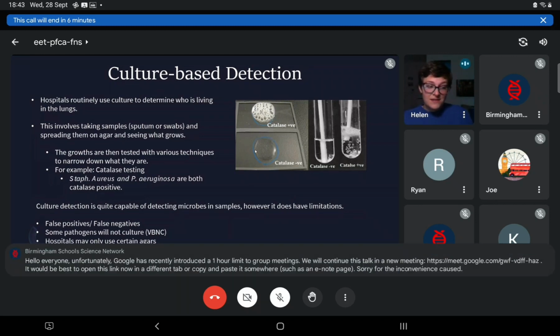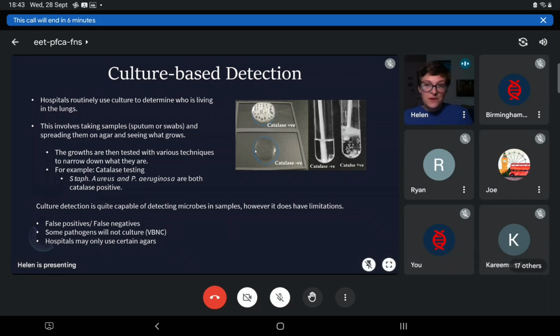But in actual fact, the pathogens just aren't culturing because they're trying to protect themselves from the antibiotics we've just bombarded them with. So we think that the patient's been cured when in actual fact they haven't, which is, of course, a big issue.